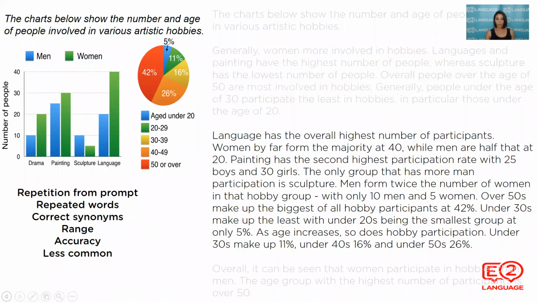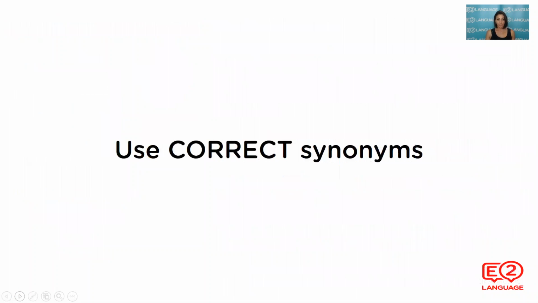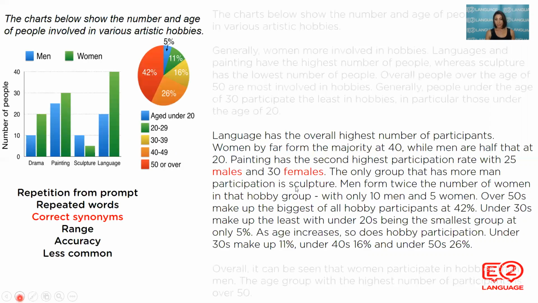Next, let's have a look at this paragraph. There are a few mistakes. Let's look at the first one. Here I've used the synonyms boys and girls to replace men and women. Now this is not actually the correct synonym because boys and girls are young, maybe under 18, and men and women are adults. So I haven't made the correct choice of synonyms here. So I need to correct that. So instead of saying men and women, I can say males and females. This is a more correct choice.